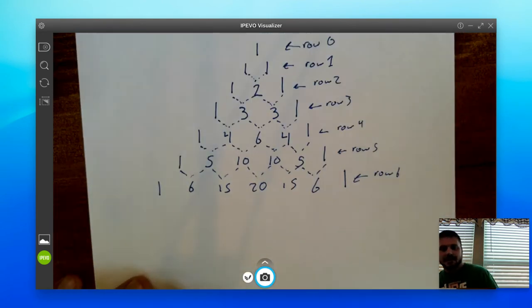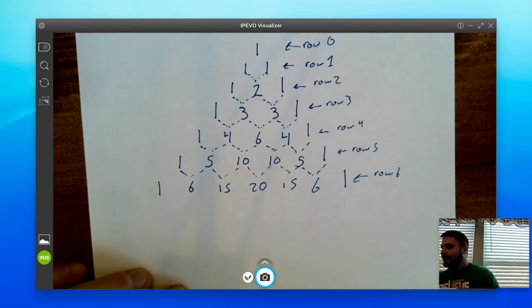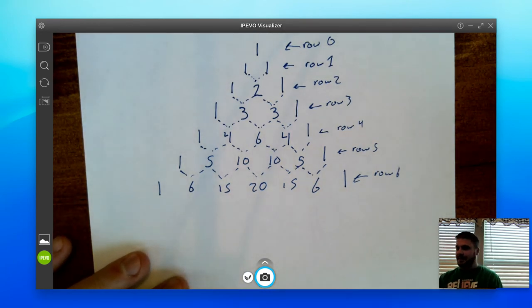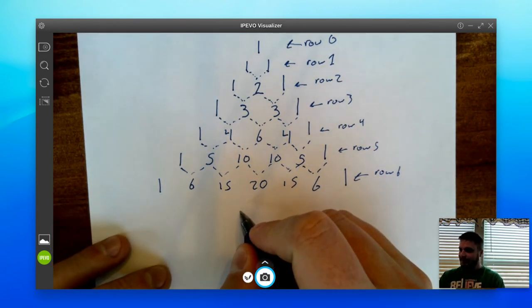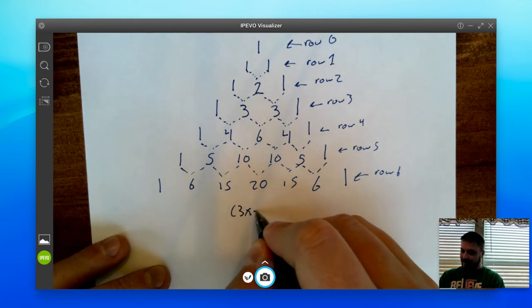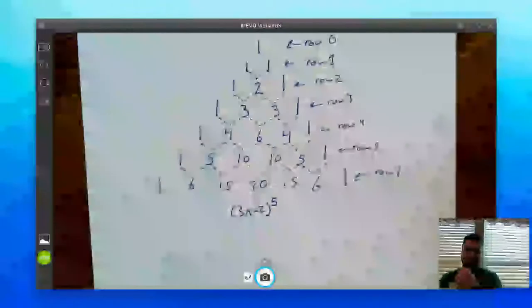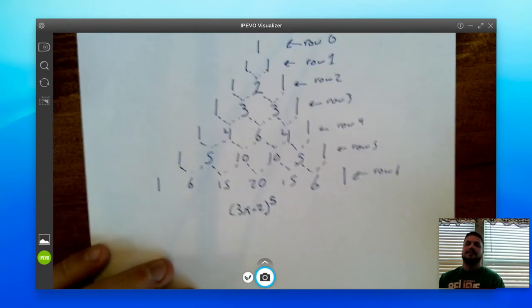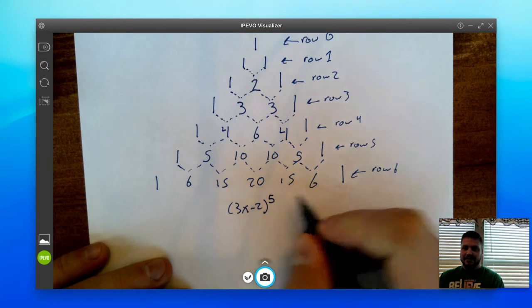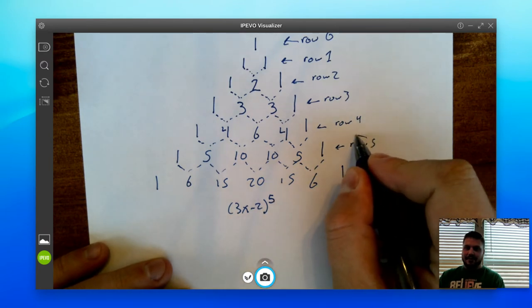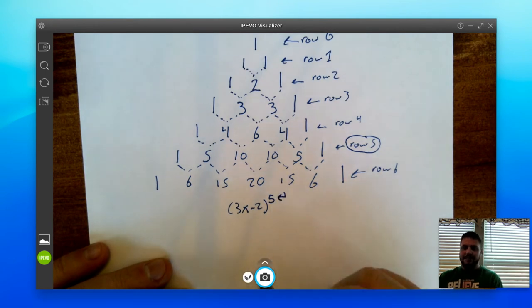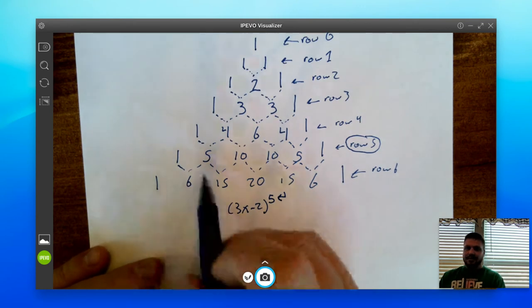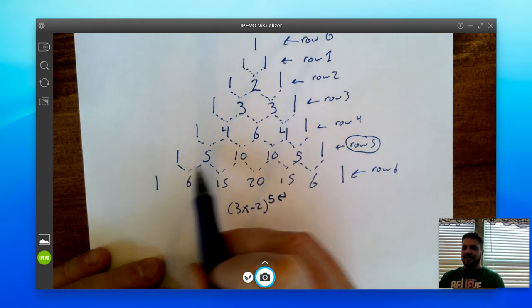And so we're going to use Pascal's triangle to do what's called binomial expansion. So let's say that what we wanted to do was 3x minus 2 to the 5th power. Here's how binomial expansion works. Whatever your exponent is, you want to go to that row. So I'm going to work with row 5 because my exponent is a 5. Now, the numbers in row 5 are my coefficients.